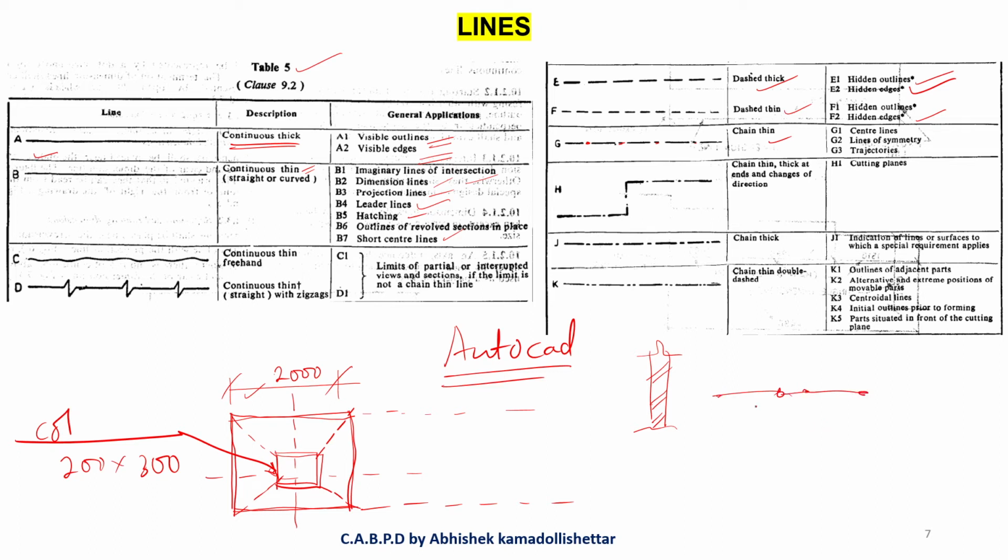Again, there's a chain. Center lines: usually we provide this for center lines. The symbol for center line is sometimes like this, CL. Center line is provided in this way.